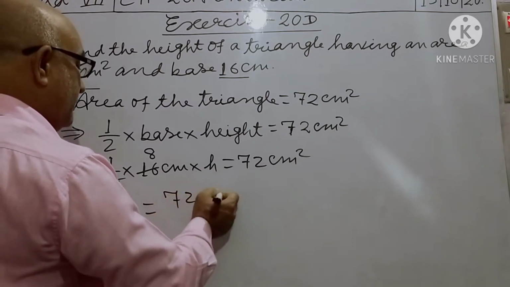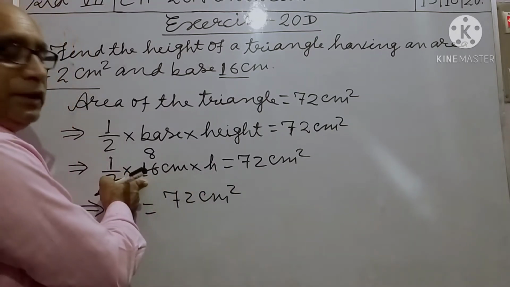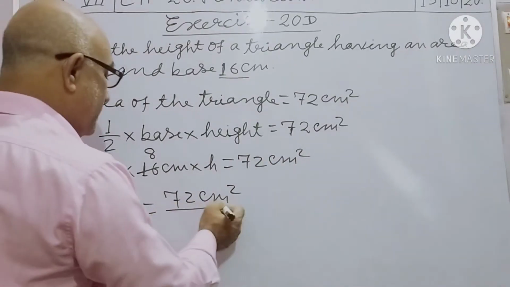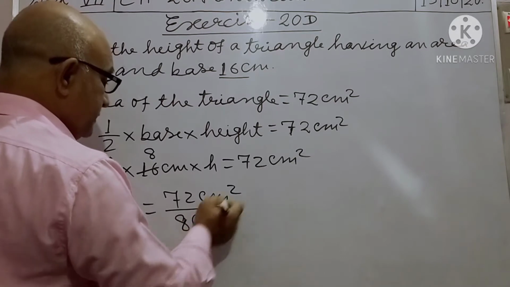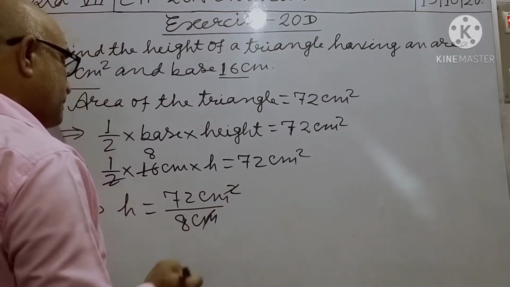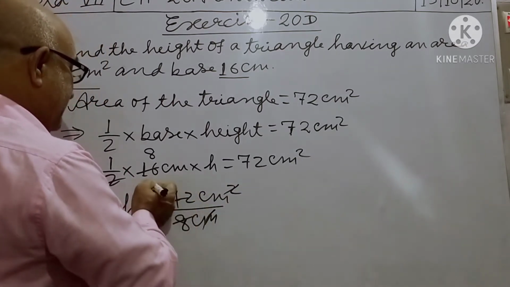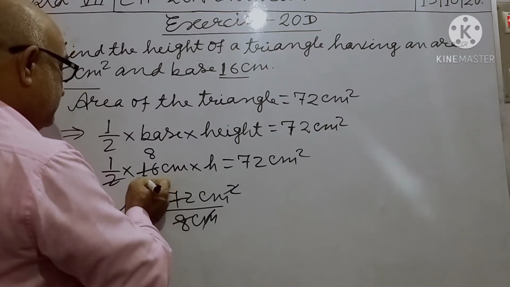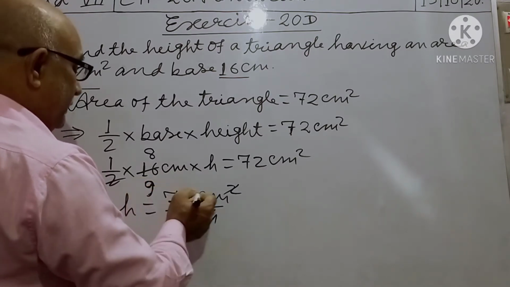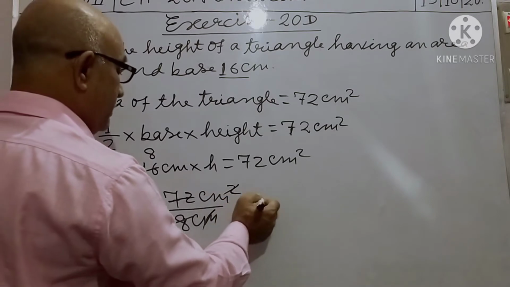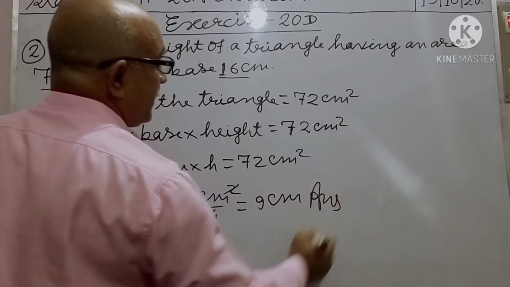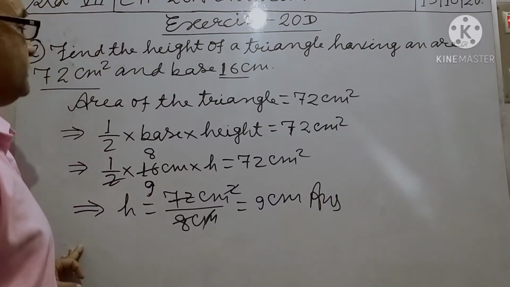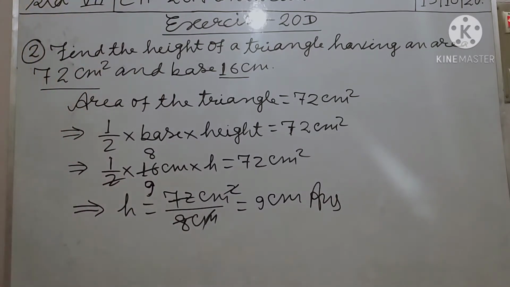That implies h equal to 72 cm square. Here 8 is multiplied, by transposition it changes into divide. Divided by 8 cm. Cm cancels with cm square. 8 9 ja 72, equal to 9 cm. Answer. Students, understand and write it.